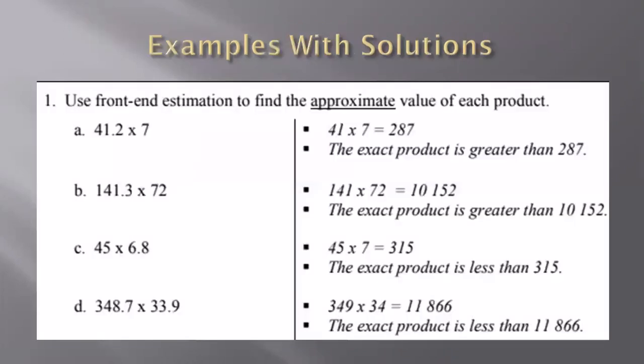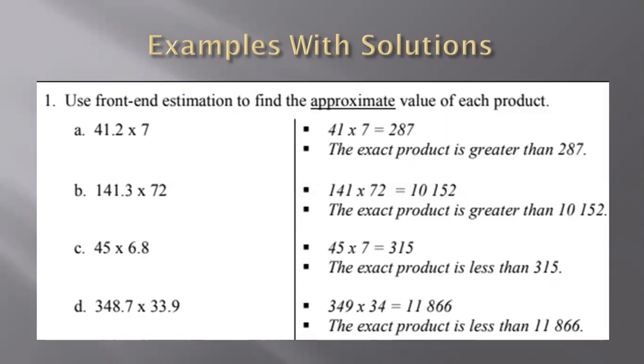Here are some examples. Very straightforward. 41.2 times 7, rounded to 41 times 7. 141.3 times 72, rounded 141.3 to 141 times 72. And again, on the right side is all the answers. So take a minute and look over them. 45 times 6.8, so 45 times 7, 315. The exact product is going to be less than 315 because we rounded up.